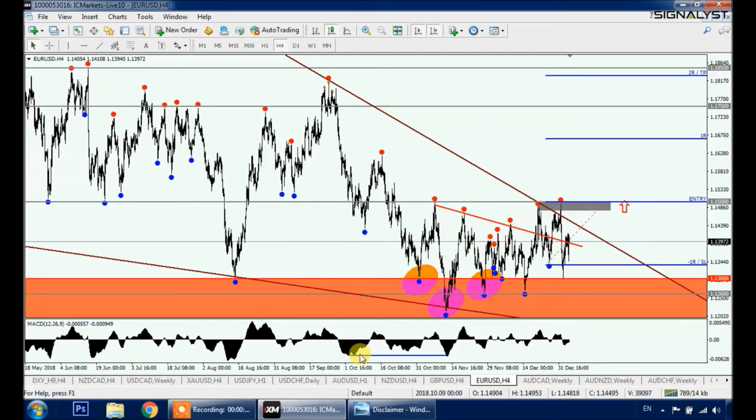We also have a divergence on H4 and a head and shoulders pattern, and I told you not to enter this one as long as it's still below our long-term trend line in brown. So we are still waiting for a break above this area here to consider buying this one.